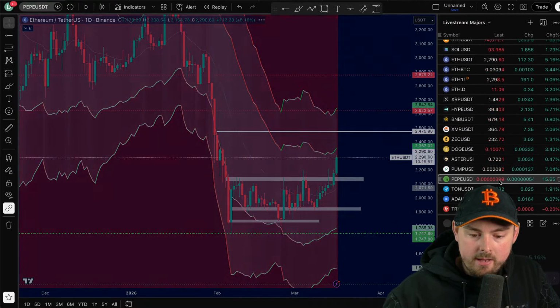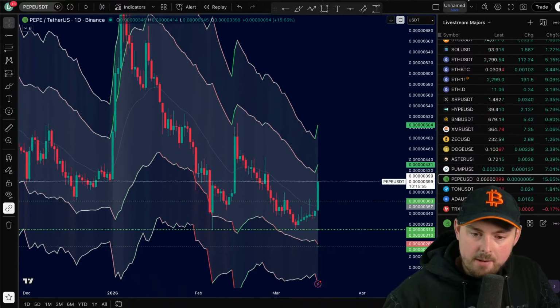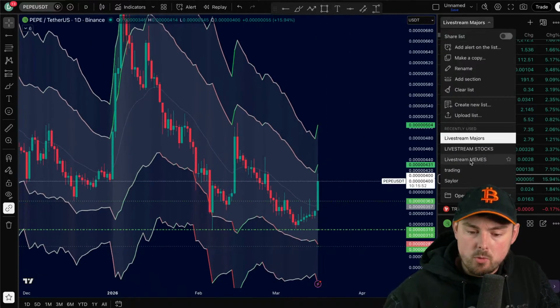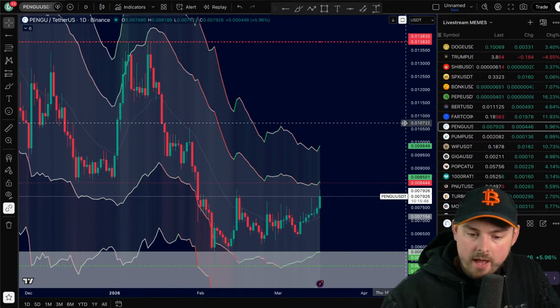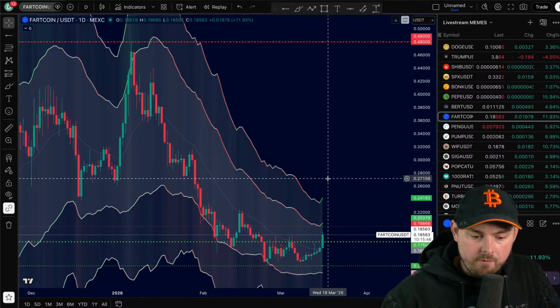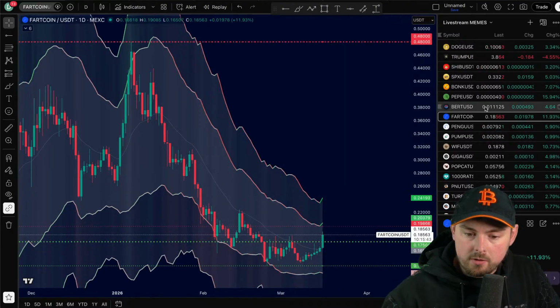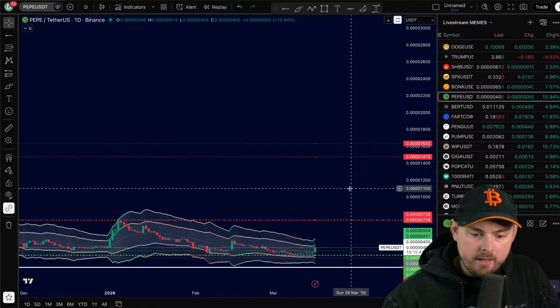Look at that. Look at Pepe. Look at Pepe go up 15%. Boom. I bet memes are moving today. Obviously, I've had my eye on Pengu for a while. Fartcoin, nice bounce off the low. But I mean, look at Pepe.